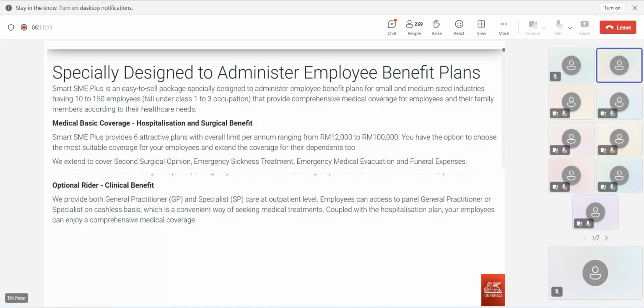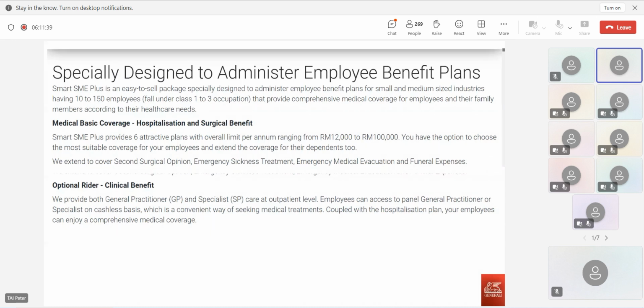All right. On top of that, we have this optional rider, which is called the clinical benefit. Clinical benefit means we provide both general practitioner and specialist care at outpatient level, meaning you don't even need to be admitted for you to enjoy this policy. So you can opt for this clinical benefit coverage. Employees can access panel general practitioners or specialists on a cashless basis.